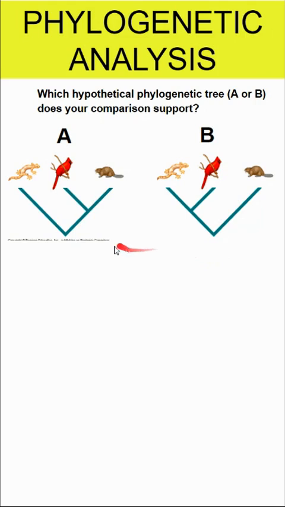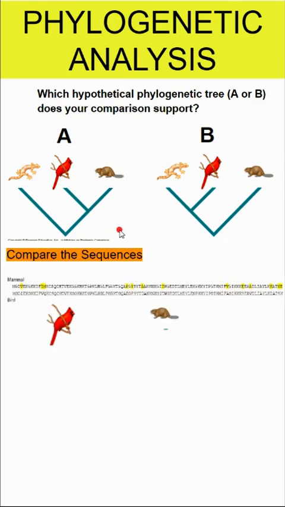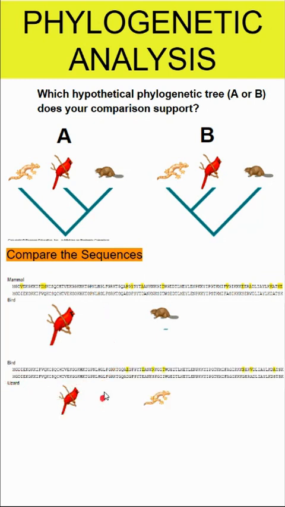So when we take a look at this, we can hypothesize about the relationship between species because of being warm-blooded, the number of chambers in their heart, and we can have different hypotheses about these different species and which one is most closely related. And then we can actually compare DNA sequences. So in this sequence, we're looking at the mammal and the bird, looking at the differences between them. And this one is the bird and the lizard.